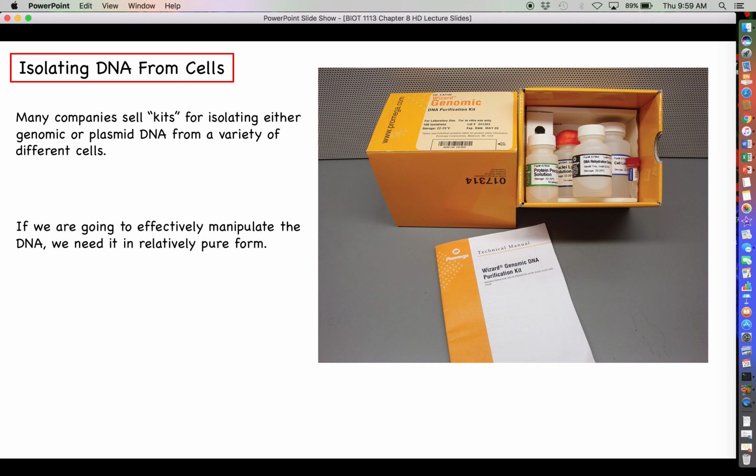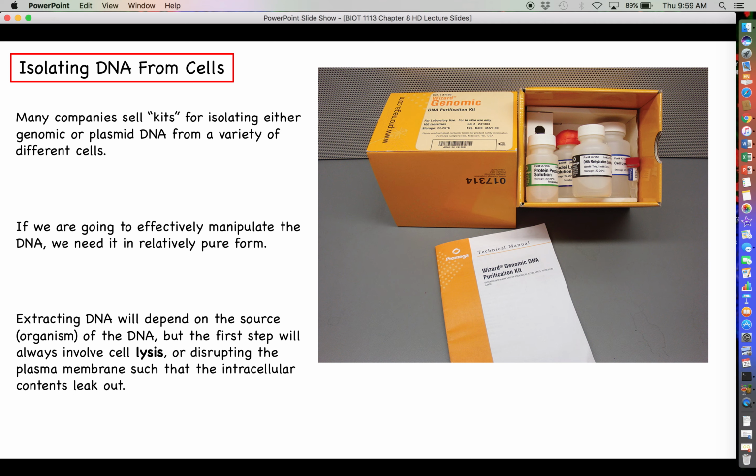But the thing to keep in mind, and something that we talked about in Chapter 7, is that in a lot of applications, if you're going to effectively manipulate the DNA, you need to have it in a relatively pure form. So you need to be aware of things like the 260 to 280 ratio to know how much protein contamination is there, how much RNA contamination is there, things that you need to think about.